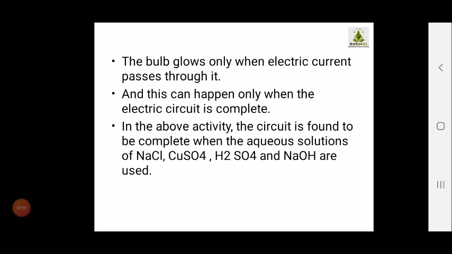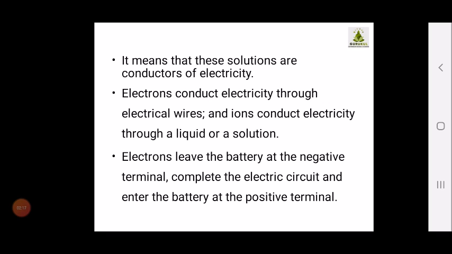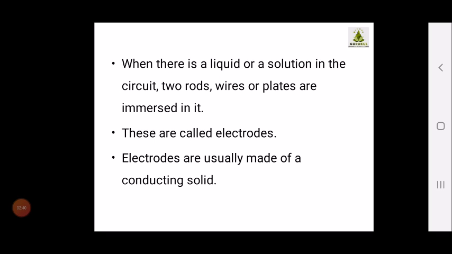So children, in the above activity, the circuit is found to be completed when the aqueous solutions of NaCl, CuSO4, H2SO4 and NaOH are used. It means that these solutions are conductors of electricity. Electrons conduct electricity through electrical wires and ions conduct electricity through a liquid or a solution. Electrons leave the battery at the negative terminal, complete the electric circuit and enter the battery at the positive terminal.